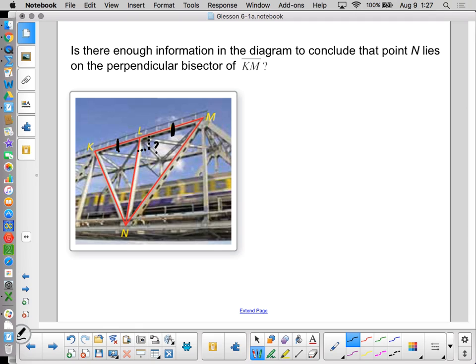Because, again, if it's equidistant from the endpoints, it must be on the perpendicular bisector. We don't know that. We don't know that's the right angle, so the answer would be no, I don't know it's on the perpendicular bisector. I know LN is a bisector. It is a bisector. I just don't know whether or not it's perpendicular.